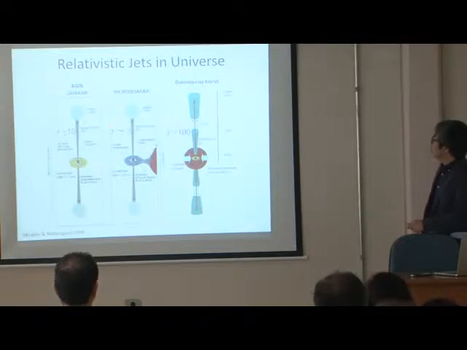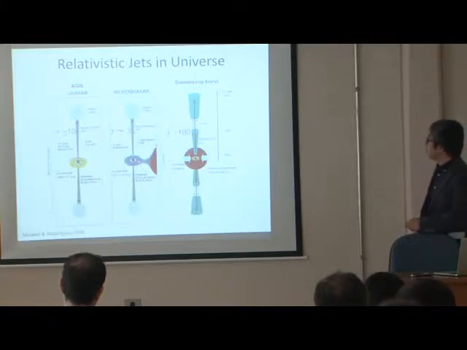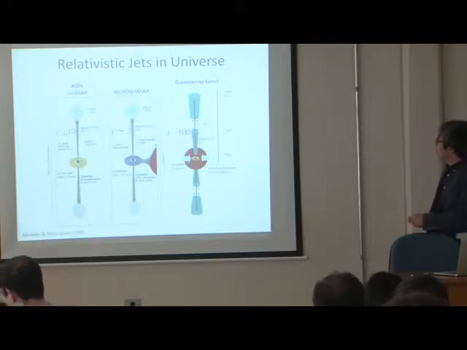So this is the microquasar. The microquasar center is maybe a stellar mass black hole surrounded by an accretion disk, and then we can also see the relativistic jet. The typical Lorentz factor is around 3. And then we also see the radio lobe there.